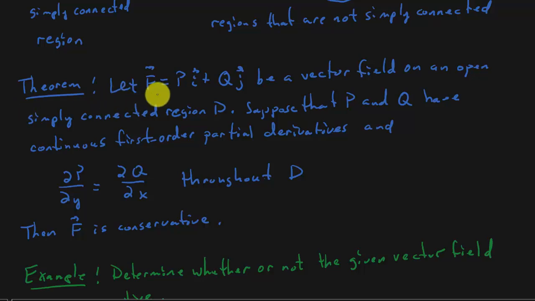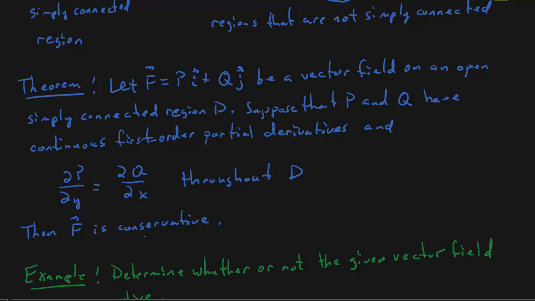So we have a theorem: let F equal Pi plus Qj be a vector field on an open simply connected region D. Suppose that P and Q have continuous first-order partial derivatives, and the partial of P with respect to y is equal to the partial of Q with respect to x throughout D. Then F is conservative. All right.